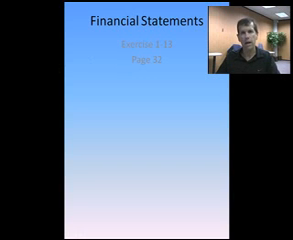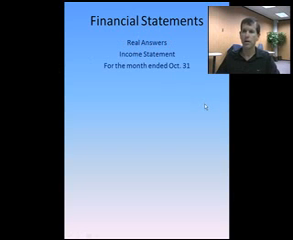So we're going to have a heading for each financial statement. And here is our heading for exercise 1-13. First off, you start off with the name of the company. The name of this company is Real Answers. Then you identify, okay, what document is it that we are producing, and it is an income statement.